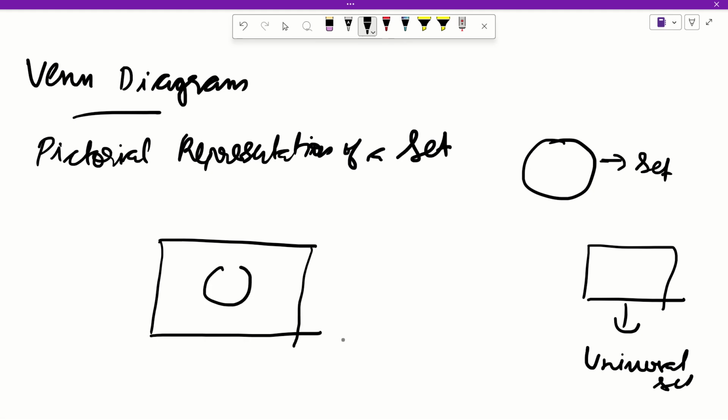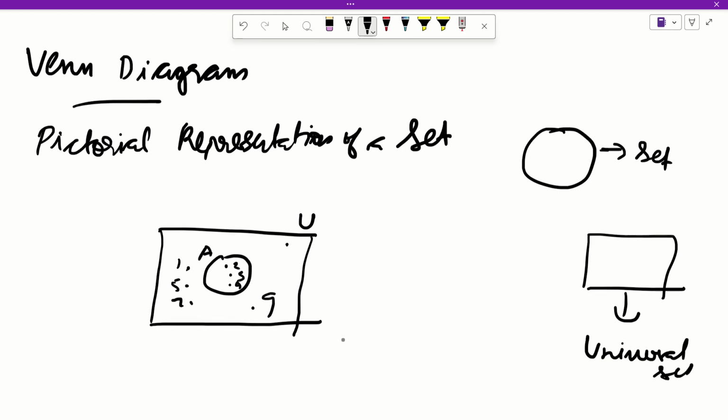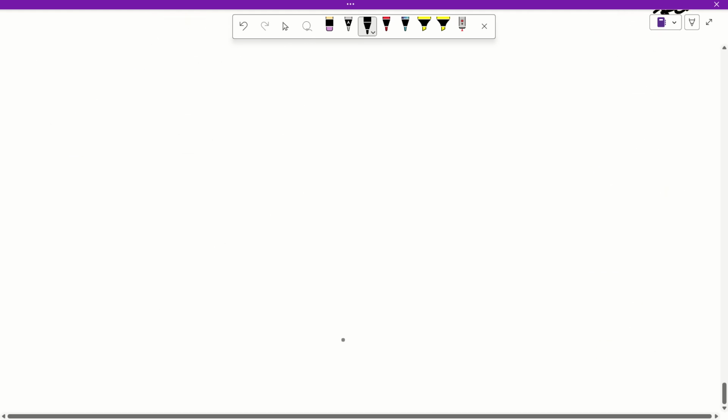Set A, we will draw this A. So elements like 2, 3, 4. Remaining elements like 1, 5, 7 will all be part of the universal set U. Okay. 7, 9, like that. Okay. So that's a very easy topic. So let us now learn about operations on sets.